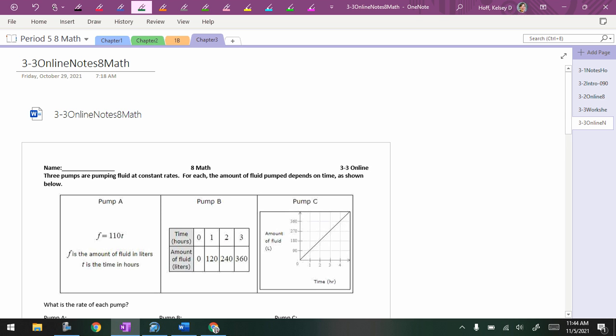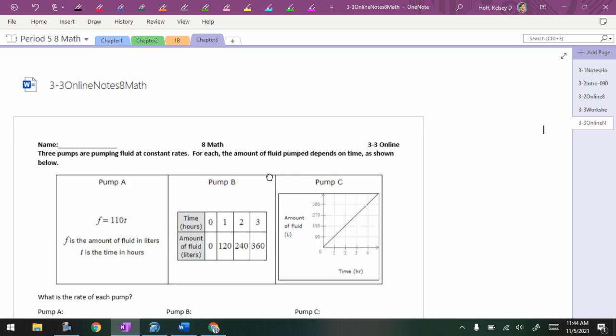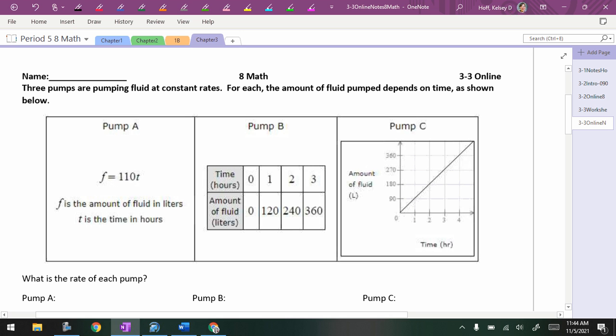Today we're going to continue putting together the fact that we've been talking about slopes and rates of change and direct variation. It's all going to kind of come together in this. So the first type of problem that they give you is 3 pumps are pumping fluid at a constant rate. Now remember, constant rate is really talking about your slope. So for each, the amount of fluid pumped depends on your time.